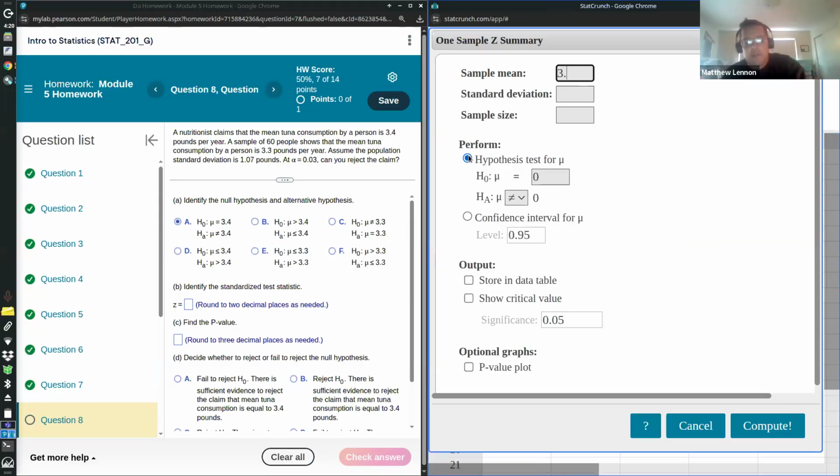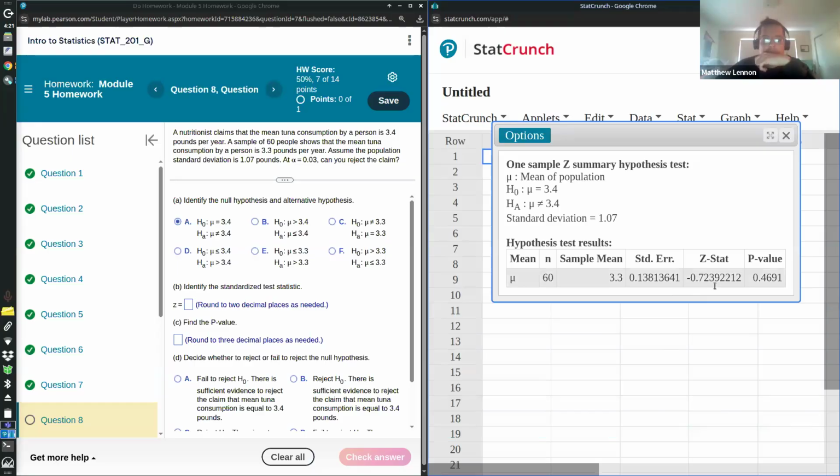The sample mean given is that 3.3 number. The population standard deviation is 1.07. And the sample size is 60. And then for me, I want to copy A. So I want to say that mu is equal to 3.4 and then not equal to 3.4. And then just compute. I think we're doing the hypothesis test. So my z-stat is negative 0.72.